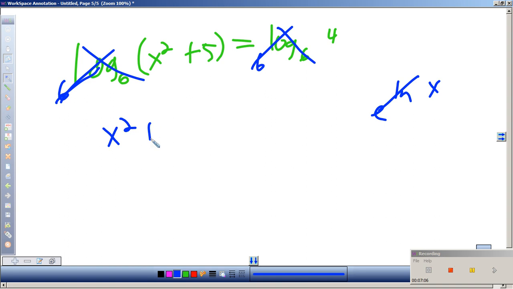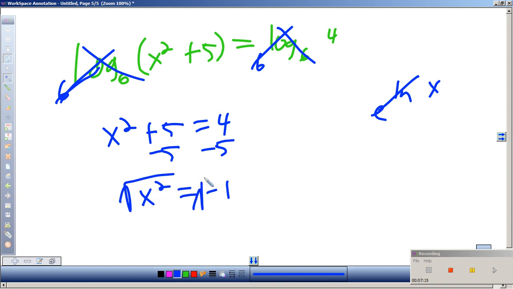That gives you x squared plus 5 equals 4. Subtract 5: x squared equals negative 1. So x equals plus or minus the square root of negative 1. We've got an imaginary answer, so this would have no real solution. That's going to say no real solution, because you can say it is plus or minus i.